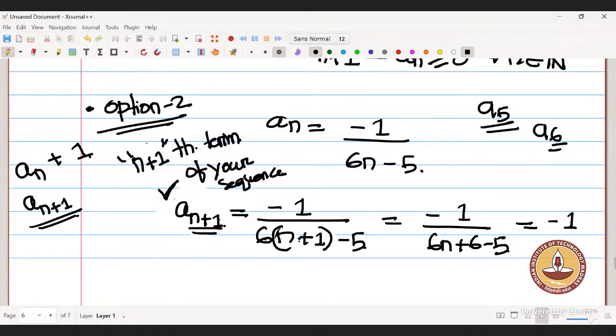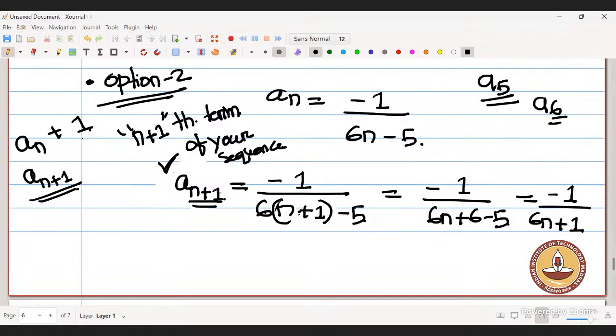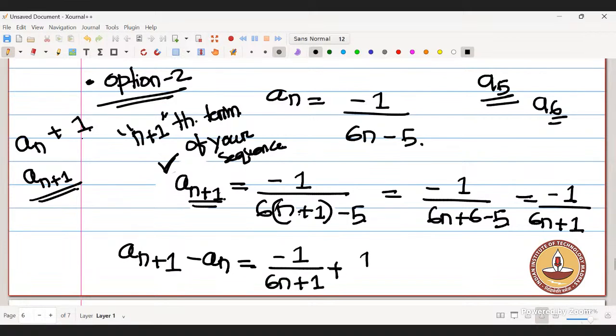And this is minus 1 by 6n plus 1. Now you compute a_{n+1} minus a_n. What is a_{n+1} minus a_n? Minus 1 upon 6n plus 1, and we will subtract minus 1 upon 6n minus 5, so it will be plus 1 upon 6n minus 5. Now, what will be the answer here? You will get something with 6n plus 1 and 6n minus 5. Excuse me, sir. Just a minute, let me complete it. In the numerator, I will get minus 6n plus 5.